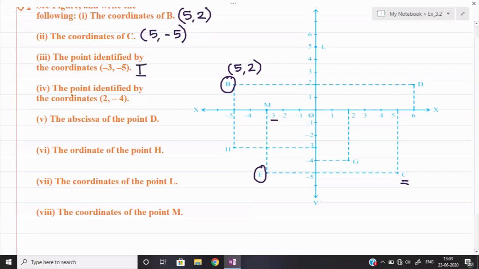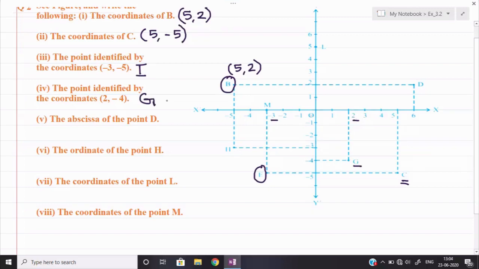Similarly, the point identified by the coordinate (2, -4). So 2, first of all you go to 2 on the x-axis. See, 2 lies here on the x-axis. Then go to -4. Minus 4 will be downside, and plus values will be upper side. So we shall go down and see we are reaching here. It is exactly in front of -4. And this point is point G. So we can write down the answer as G.